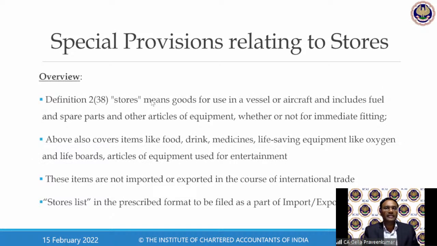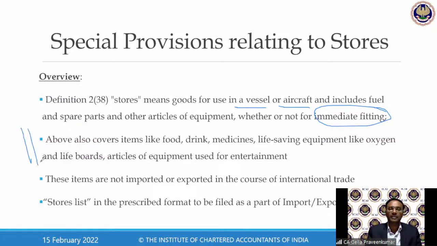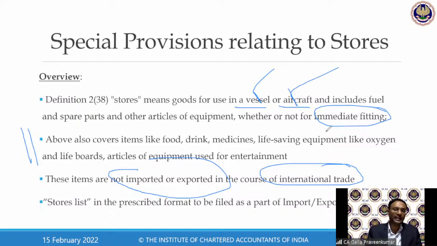Section 2 has defined stores to include the goods which are used in a vessel or aircraft, and it includes fuel, spare parts, other articles of equipment, whether or not for immediate fitting. This also covers food, drinks, medicines, life-saving equipment. And these are items not imported or exported for international trade. These are essential for a vessel, essential for an aircraft.